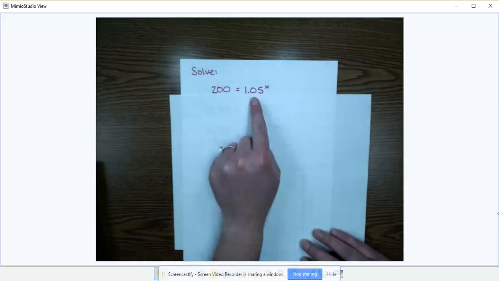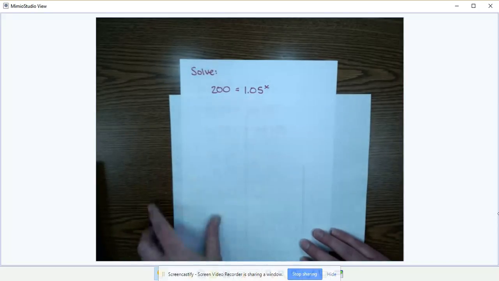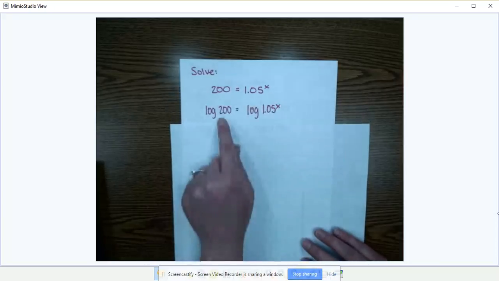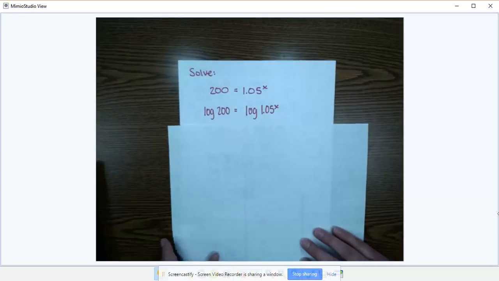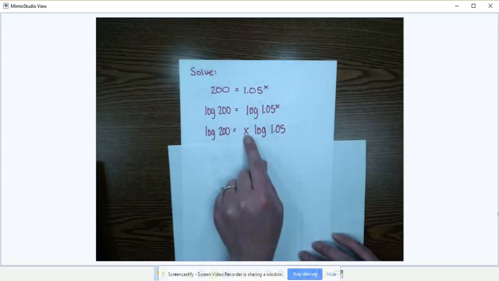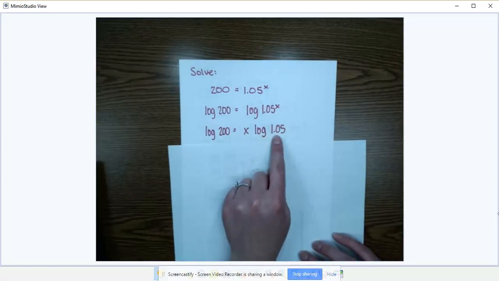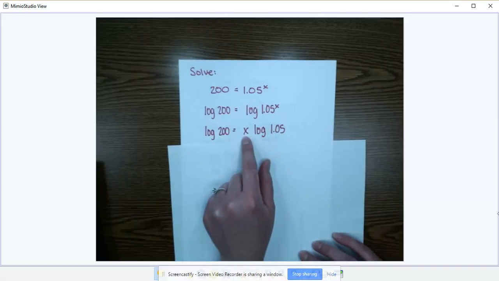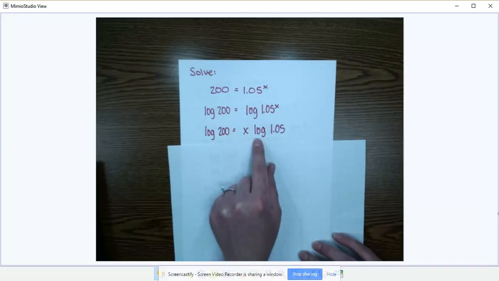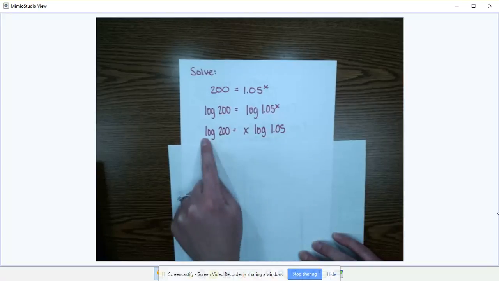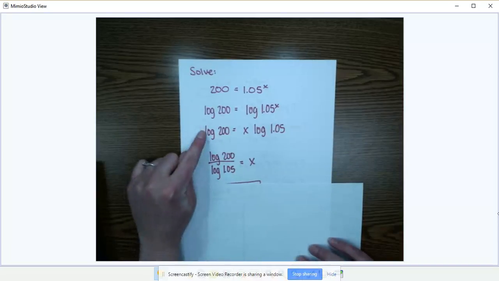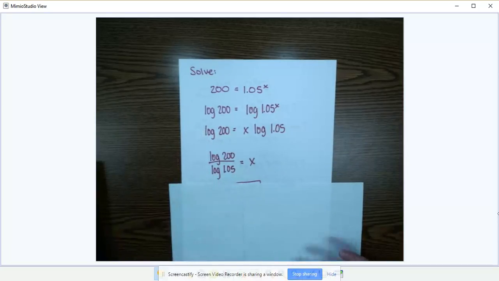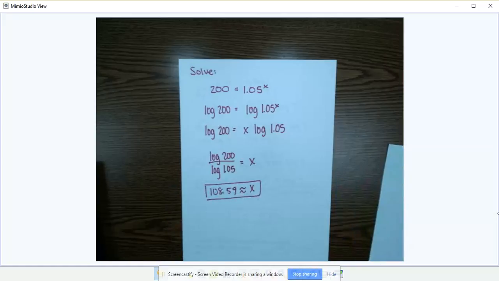So if you take the logarithm on the right side, you have to do it on the left side as well. So log of 200 equals log of 1.05 to the x. Now we can apply that rule and rewrite the right side as x times log of 1.05. Okay, solving for x, we just need to divide by log of 1.05. This is a number, so that's a constant. Log of 200 is a constant, something you type into your calculator. So x is equivalent to log of 200 divided by log of 1.05, which gives you roughly 108.59.